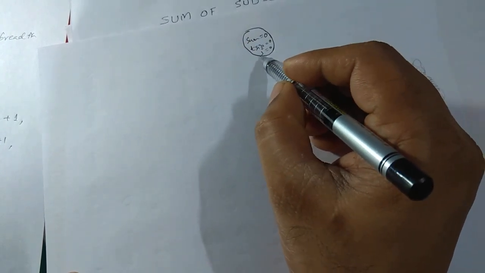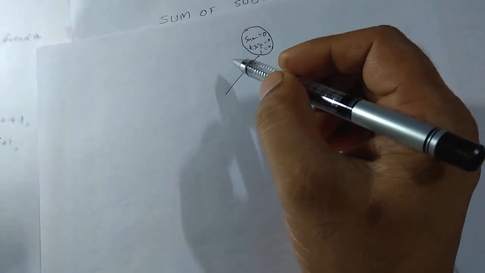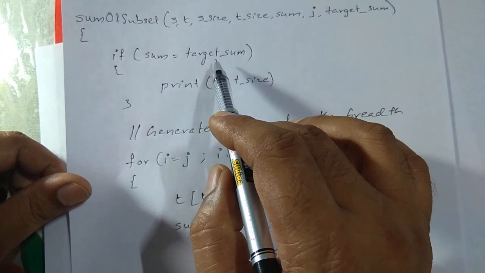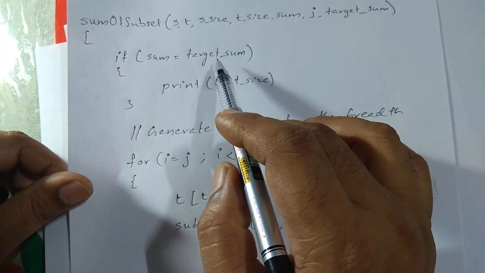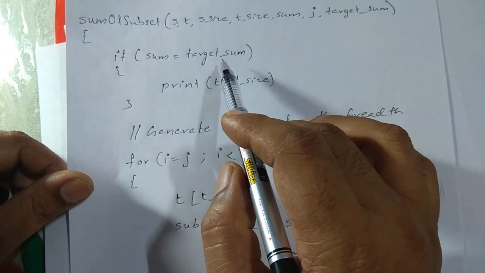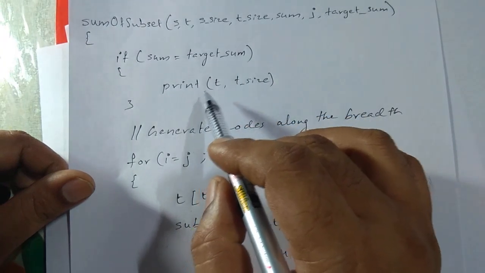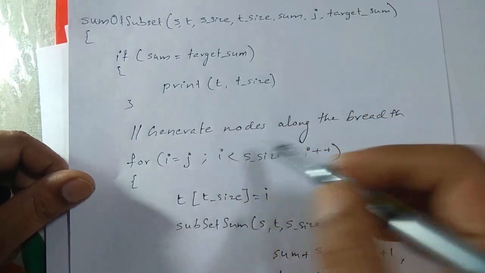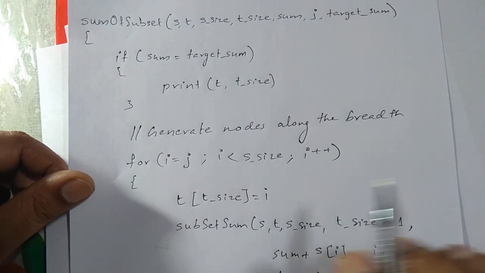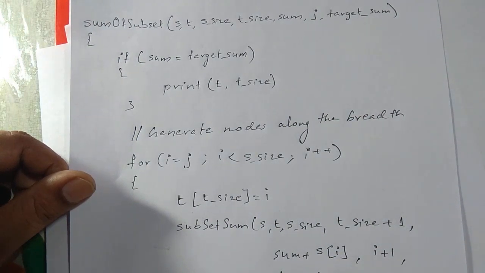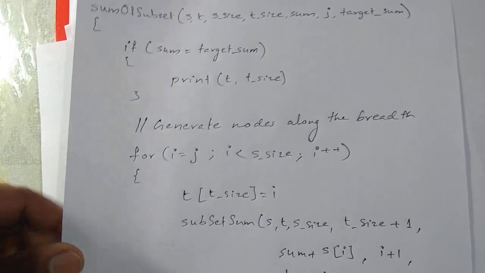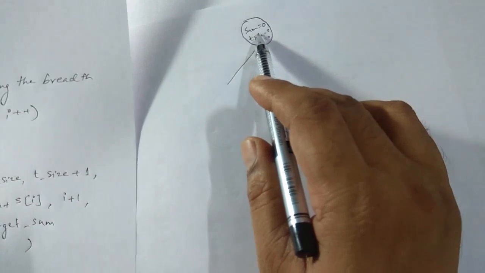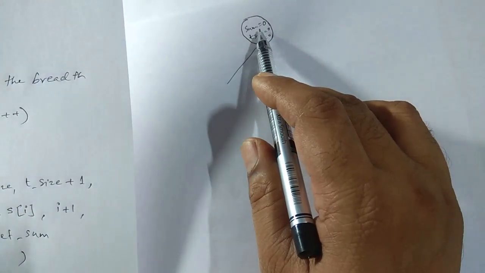Then inside this function call, what does it have to do? It has to check whether the sum is equal to target sum. We know our target sum is 31. Our set is 11, 13, 7, 24. Then if it is met, it will print the result array. Then generate the nodes along the breadth and descend to the next level. So it has to check sum, it is 0, not met the target sum.